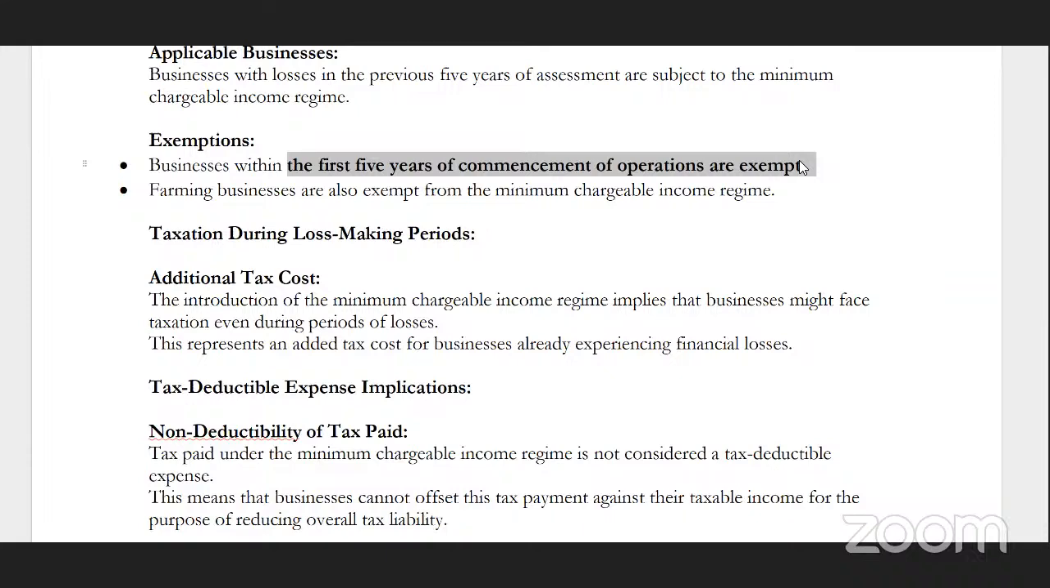And farming businesses are also exempt from the minimum chargeable income regime. Please, I hope you are getting this. So be putting down some short notes.